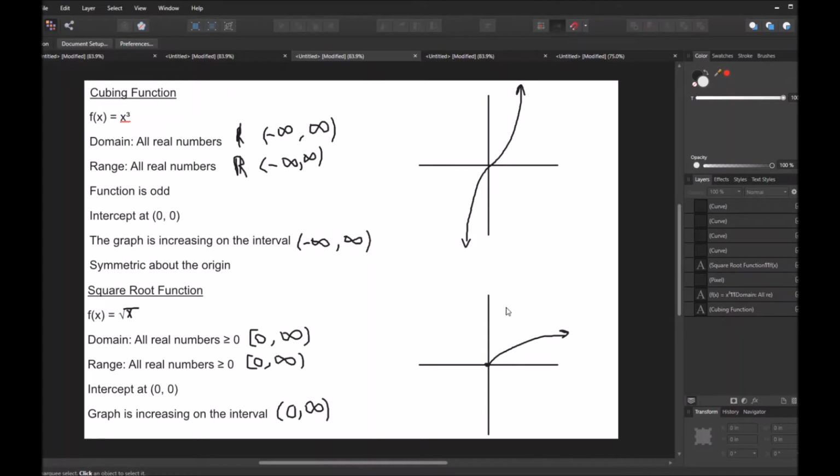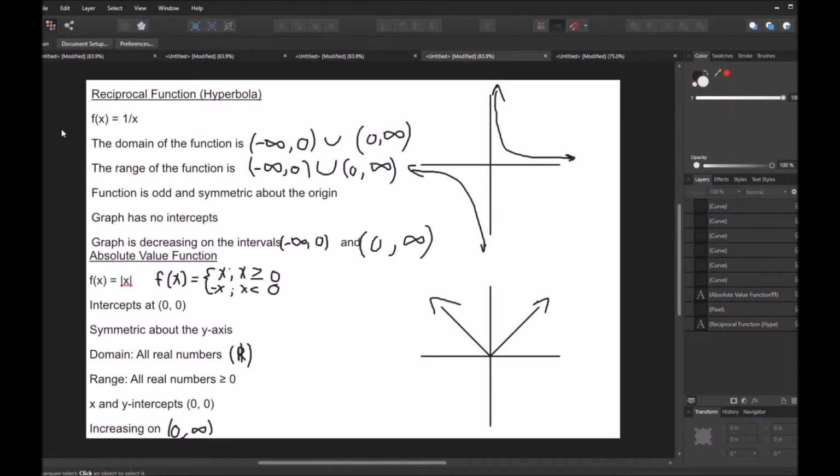You can see from this graph in the lower right hand corner that it's increasing from 0 to infinity. The domain, which is all the x values that you can plug into the graph, starts at 0 and goes to infinity, and the same thing for the range. The range is all the y values you can get out, and you can see it starts at 0 and goes up to infinity, and you can see the intercept at (0, 0).